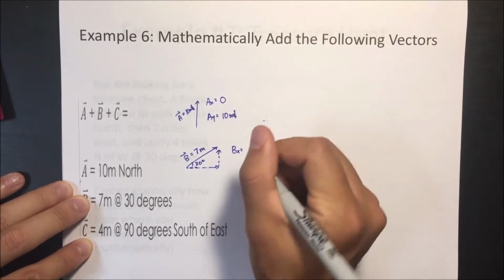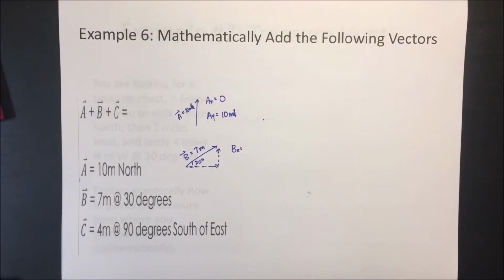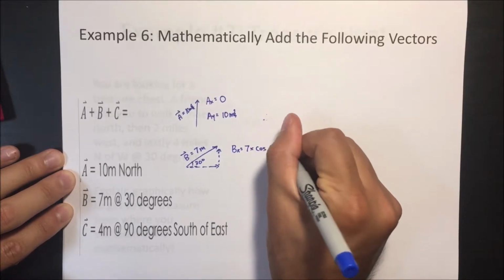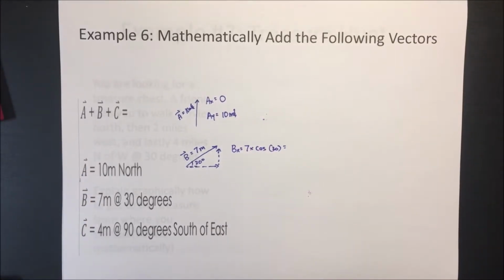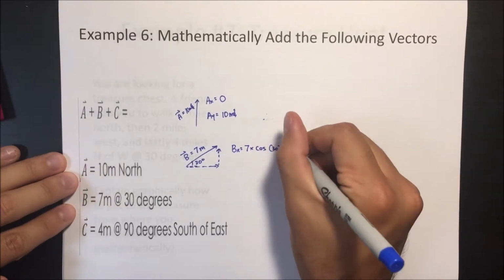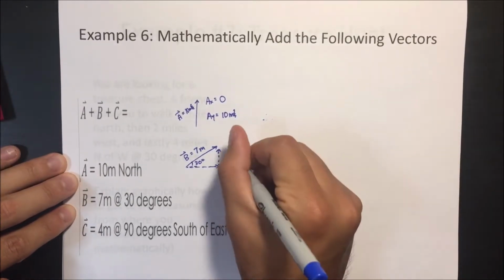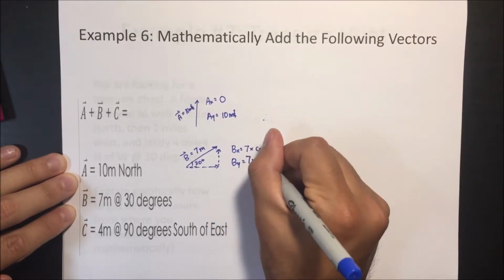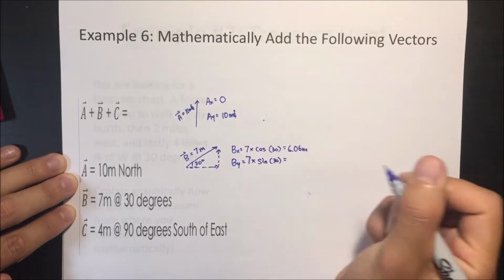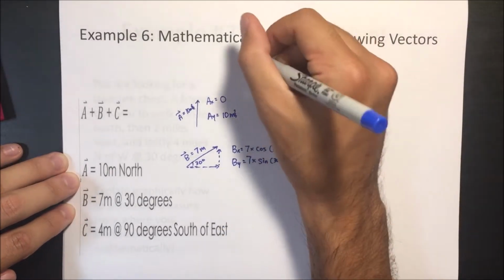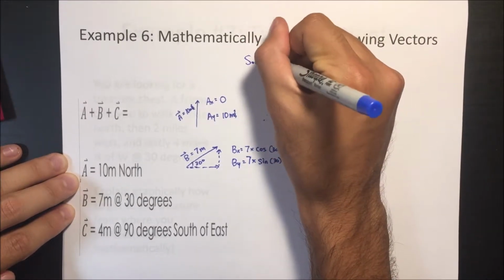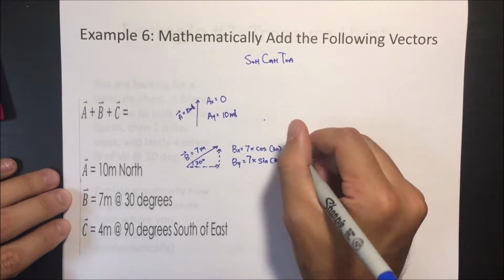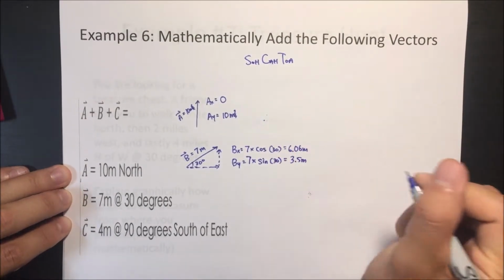So we're going to find out how much B is in the x direction. What we're going to do is 7 times cosine of 30, and that's going to give us the x direction, which is 6.06 meters. And now we're going to find what it is in the y direction. So we're going to do 7 times sine of 30. Okay, so we're using the SOHCAHTOA rules. And we know that this is going to be 3.5 meters.